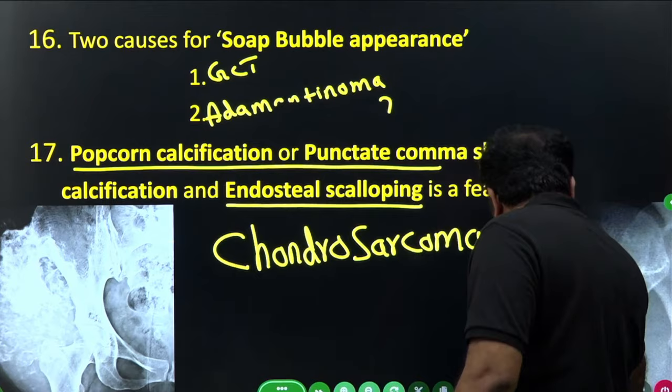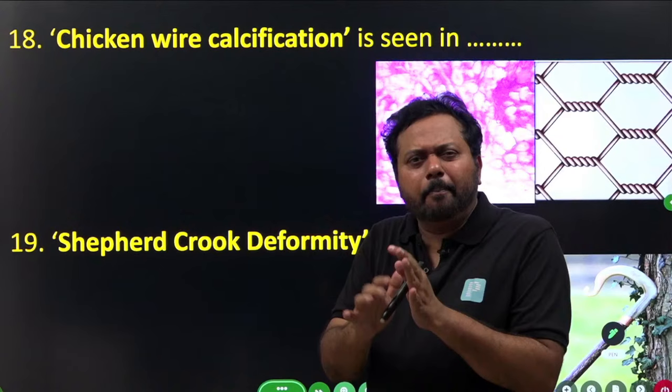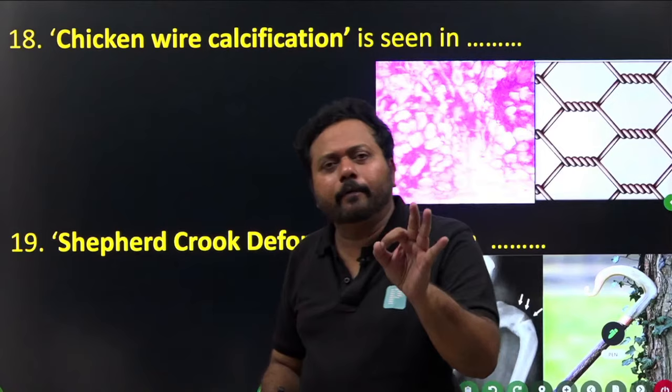Look at the 18th one-liner. All are essential points. Dear friends, these are the essence, but definitely it will be useful, especially for those who are revising. This is really useful.